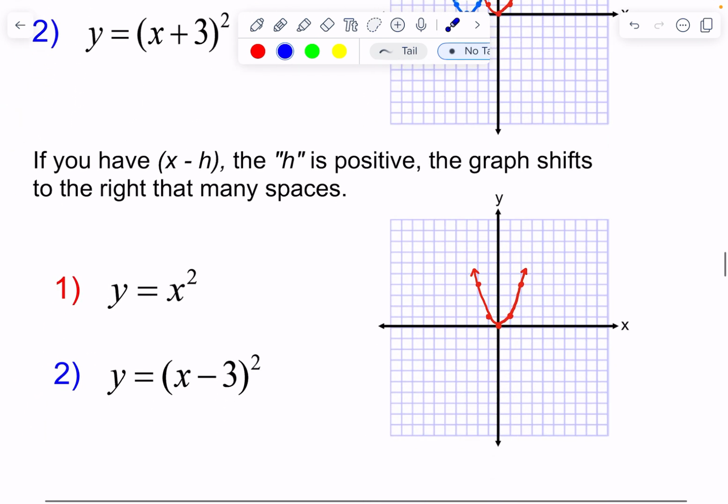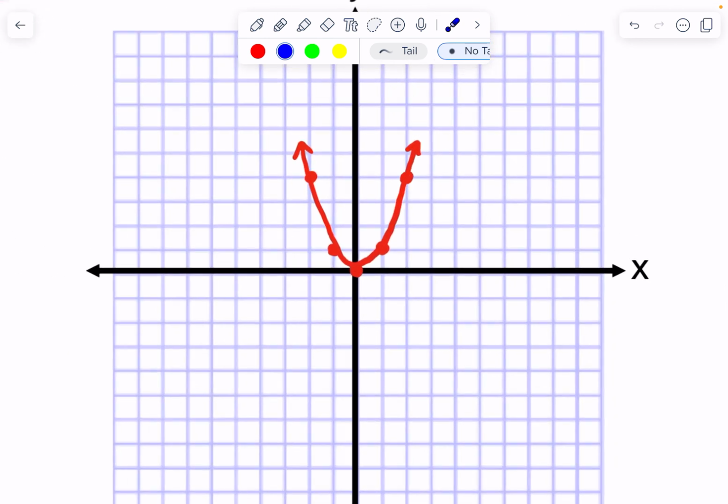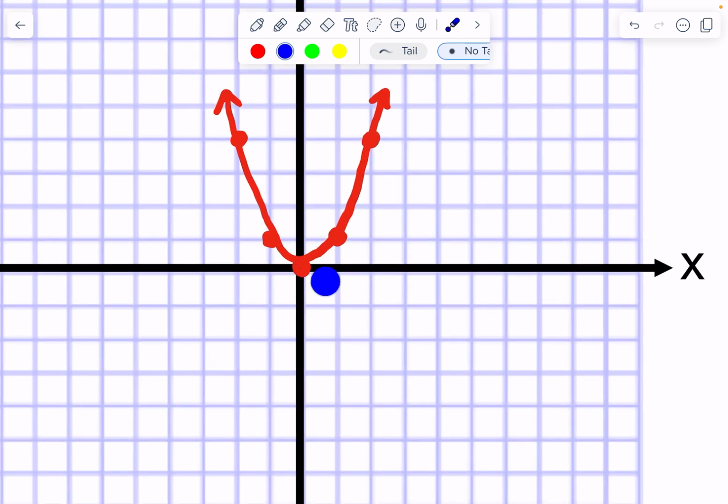Okay. If you have x minus h in the parentheses, the h is actually positive and the graph shifts to the right that many spaces. Because remember, the actual h is always opposite to what's given. So I already have my parent here in red. I want to graph x minus 3 squared. Well, literally, now I'm going to go 1, 2, 3 to the right for each point.